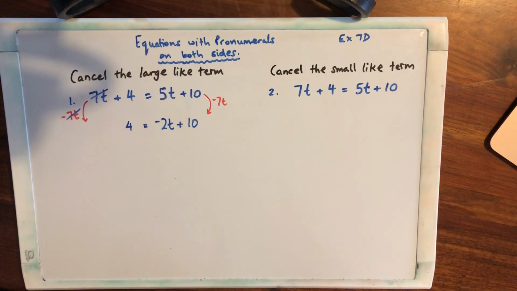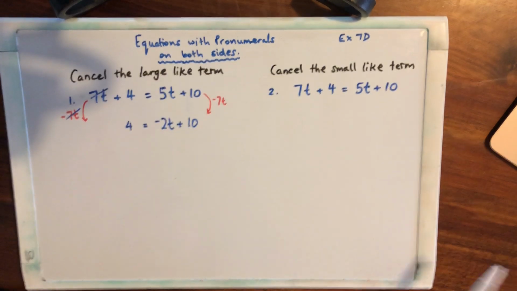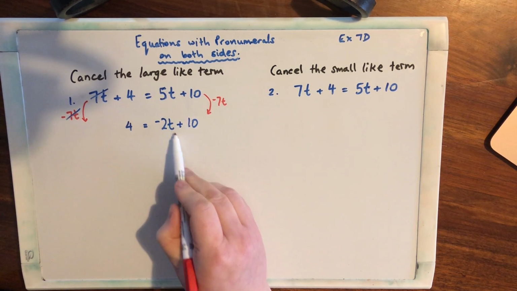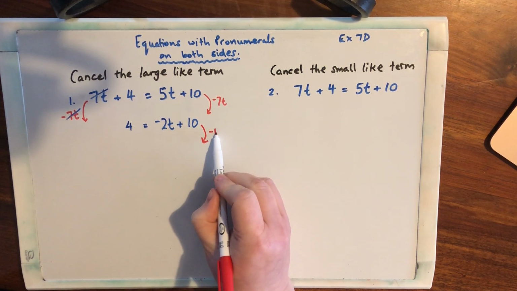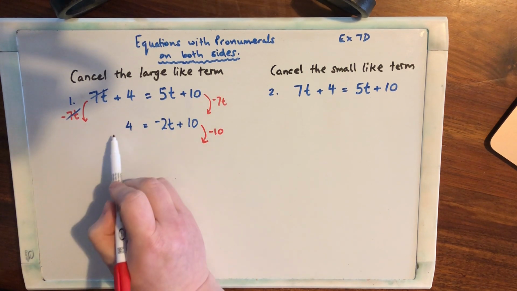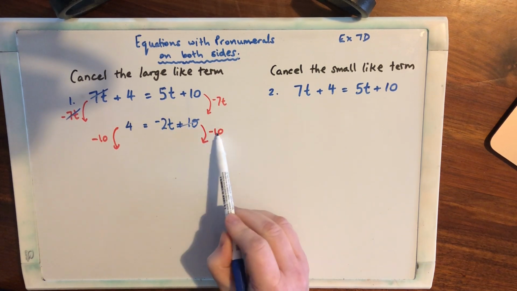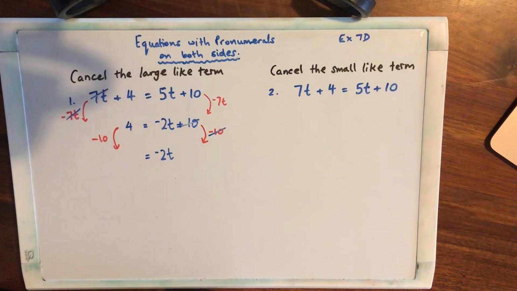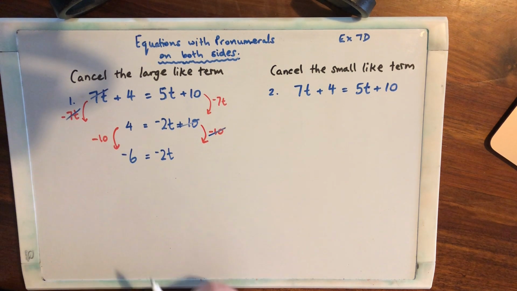Now it looks similar to an equation that you're used to, except we've got the t on the other side of the equation, so it's on this side now. The next step in the process is we still need to isolate the pronumeral. The easy way of doing it is just to get rid of that positive 10 where there's no pronumeral at all. I'm going to get rid of that by taking away 10 from that side, and of course we need to take away 10 from this side as well. Positive 10 cancels out with negative 10, leaving 0. And then we just have the remaining negative 2t equaling 4 take away 10, which we know is negative 6.